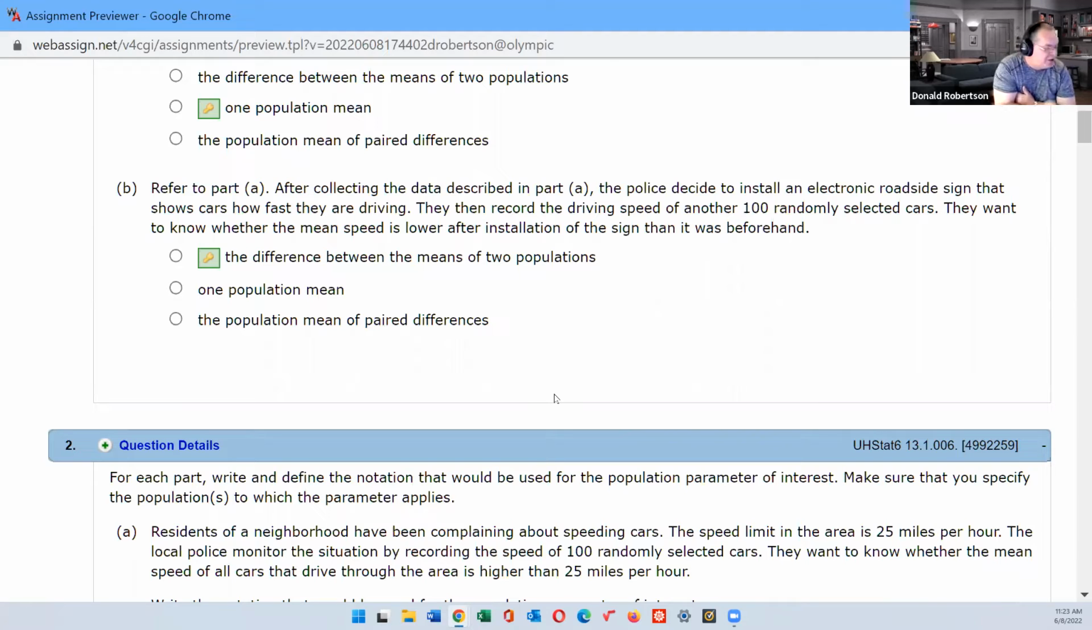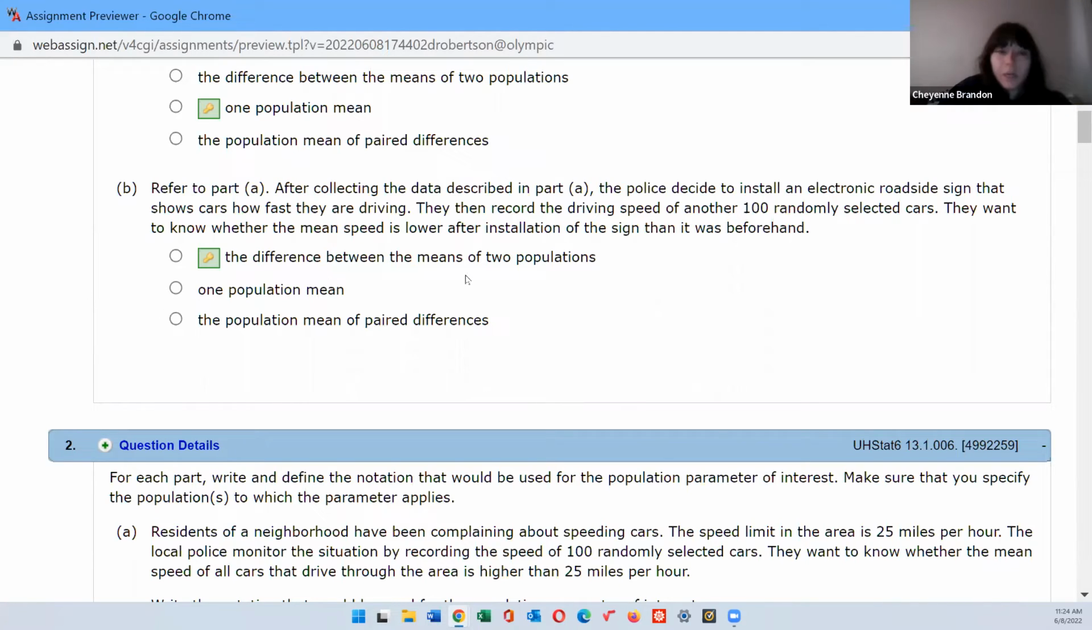So let's say before that electronic sign went up, the average was 27 miles an hour, right? And then they put it up and the average goes down to 24, right? Wouldn't that be a good indication? Keep the sign, it's doing its job, right? If it was 27 before they did it, and it was 26.8 after they did it, wouldn't that be an indication that that sign has no effect on what's going on, right? Because you wouldn't be able to get any evidence out of such a small difference.